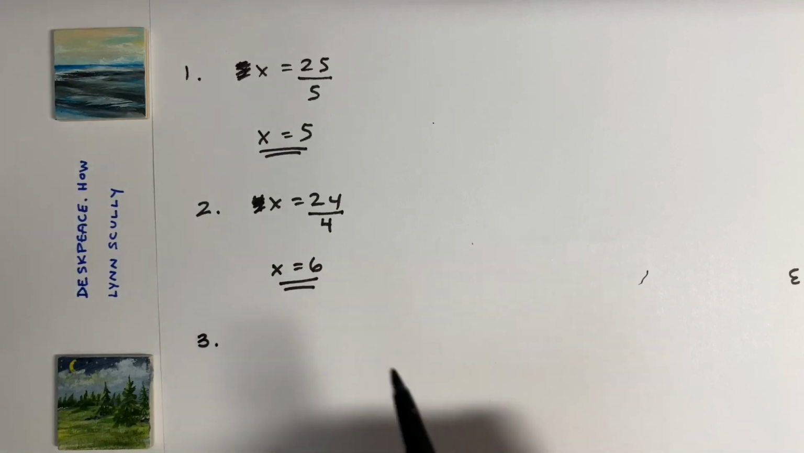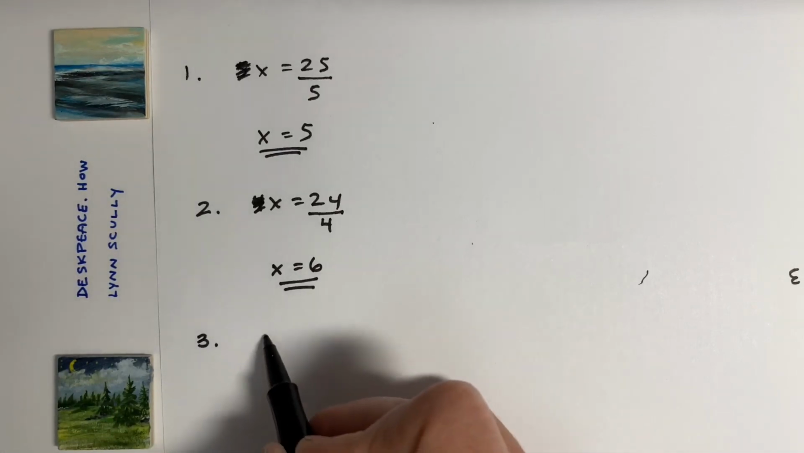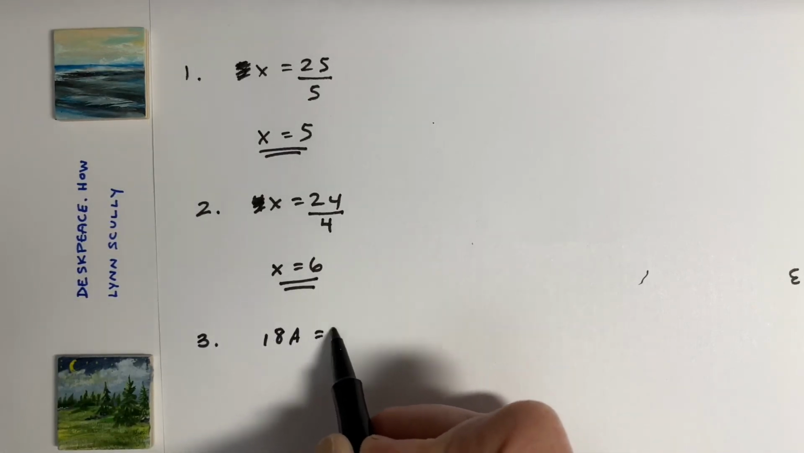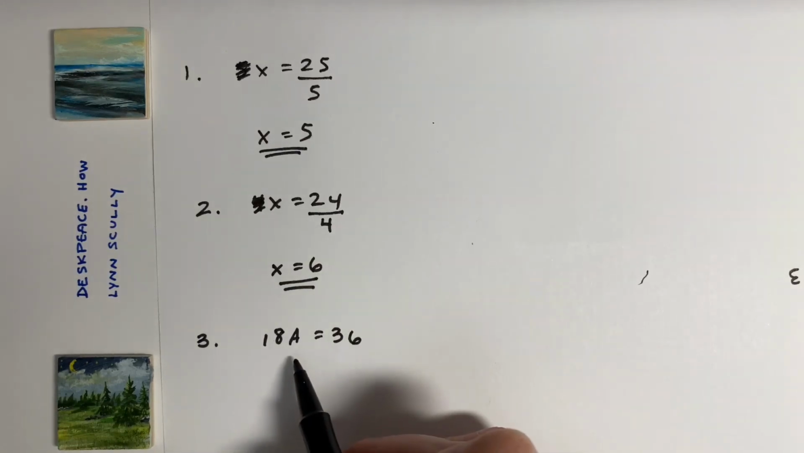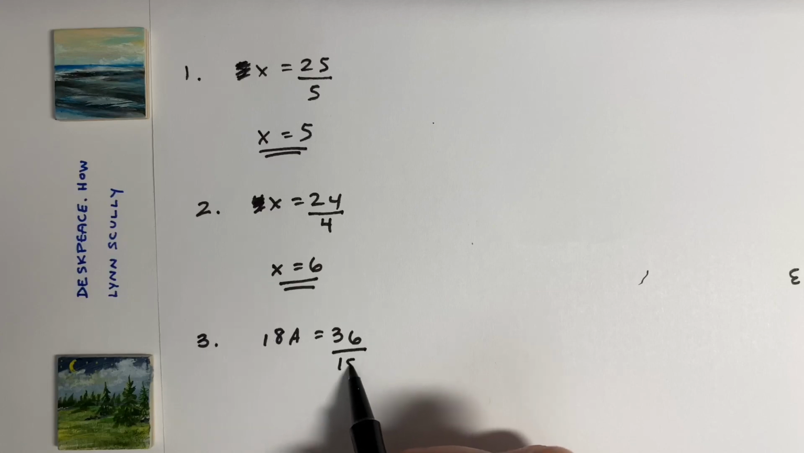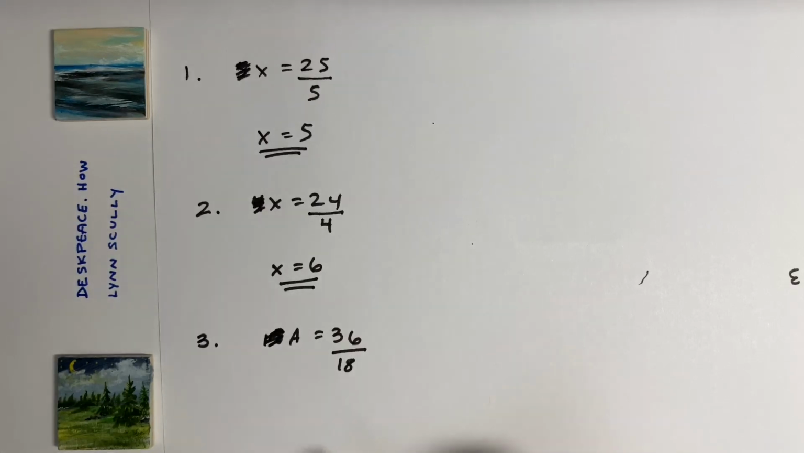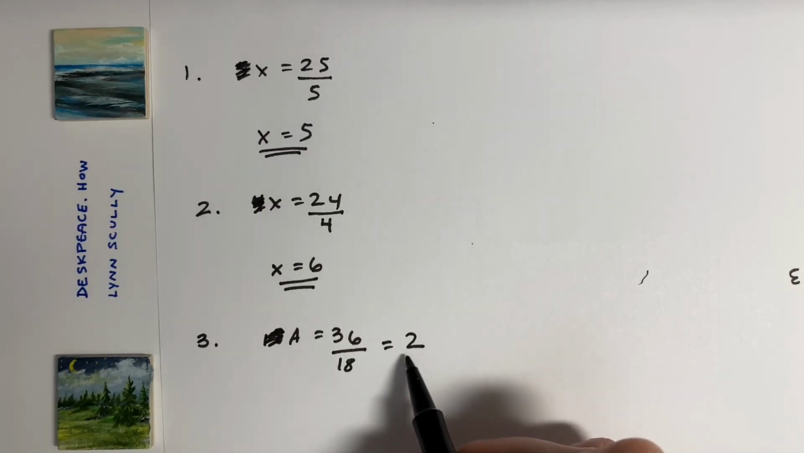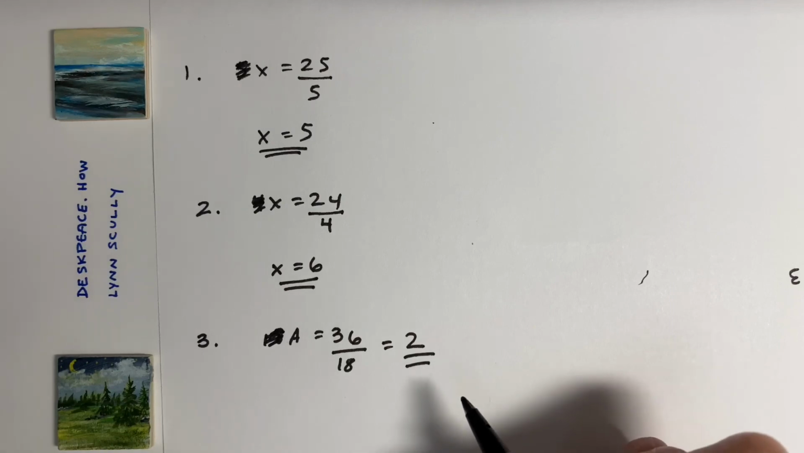Number 3. 18a equals 36. A is my unknown. 18 is attached by multiplication. I'm going to move it by division to the other side of the equal sign. And I'm going to get 2. A equals 2.